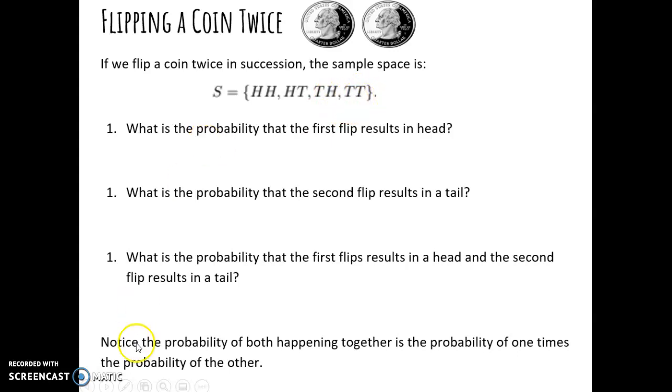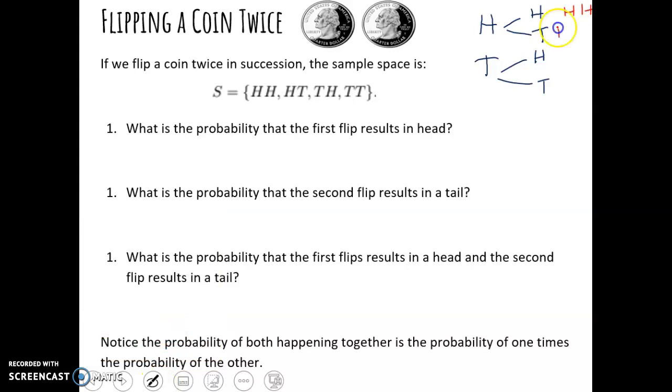You could make a tree diagram to show this. The first could be heads and the second could be tails. And if the first was heads, the second could be heads or tails. If the first was tails, the second could be heads or tails. And you can get these same things listed: heads and heads, heads and tails, tails and heads, tails and tails. Either way, you get 4 outcomes.